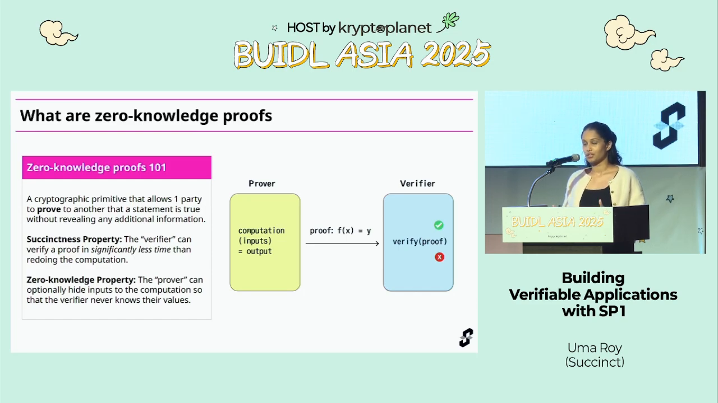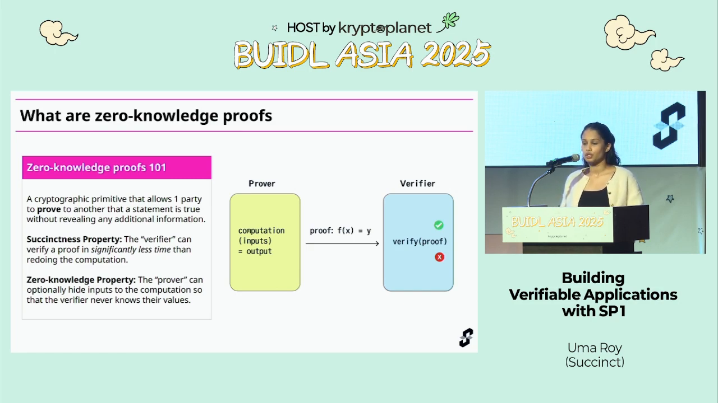ZK has historically been something that is super complex and not understandable by many, but I actually think it's a really simple idea. At its core, ZK is a cryptographic primitive that allows one party, the prover, to prove to another party that a statement is true without revealing any additional information. So the prover can prove that a computation, when applied to a certain set of inputs, results in a certain output, and the verifier verifies the proof, and they don't have to re-execute the computation, which is the succinctness property.